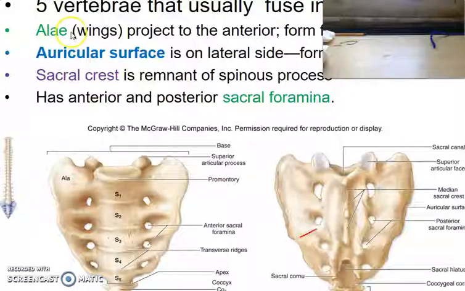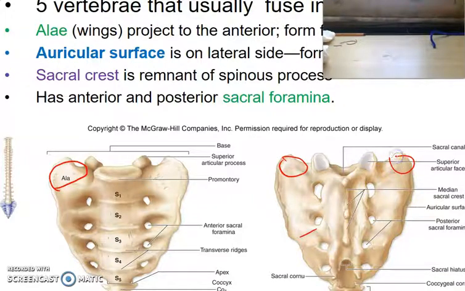Makes perfect sense. So the sacrum, it started out life as 5 vertebrae. You do need to know it. Sometimes I test you on it. I will not test you that it allegedly fuses in your 30s. The ala are the wings. So up here, these are the ala. And ala is plural, alae is singular.